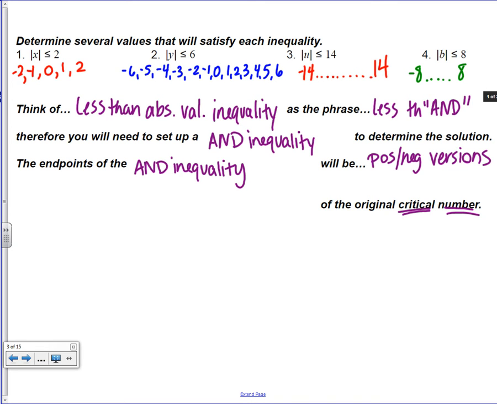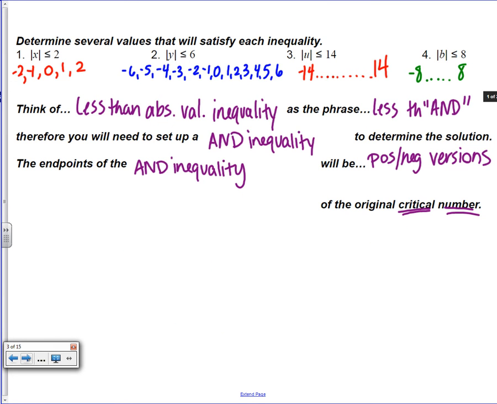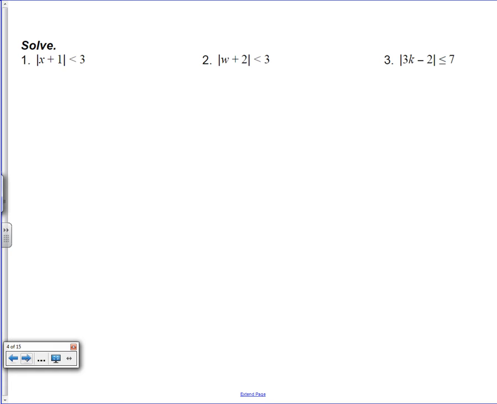Okay, now I need you to remember that back here in our warm-up, these are and inequalities. The inequalities with 3 pieces are and inequalities. So that's what we are going to be setting up. So if we take a look at number 1 here, the first thing I need to know is the absolute value isolated? It sure is. The second thing I need to know is what inequality symbol do I have? This is a less than inequality. So I'm going to set up an and inequality.